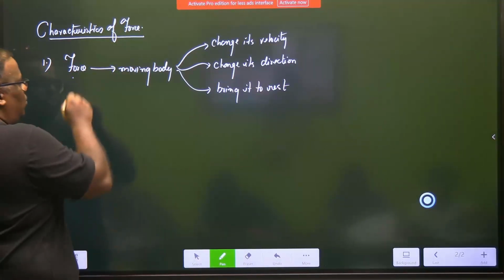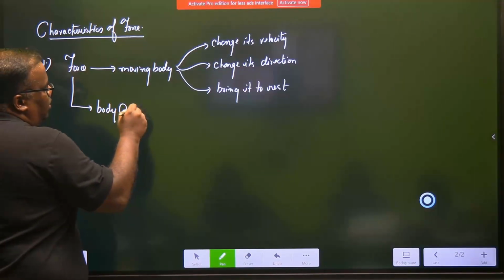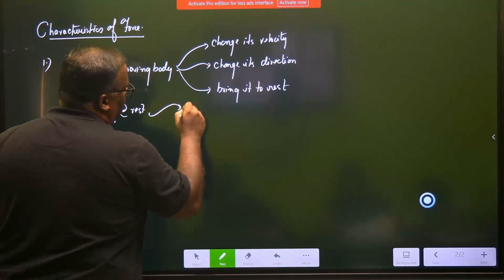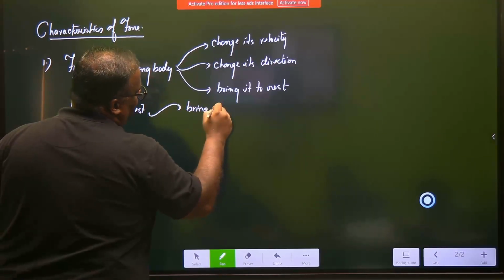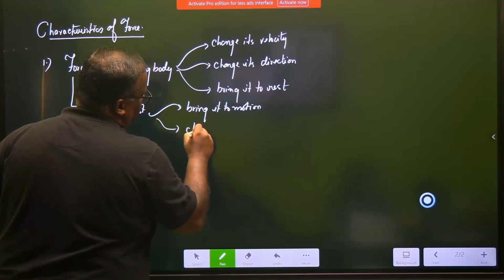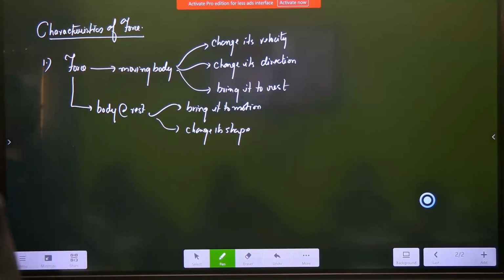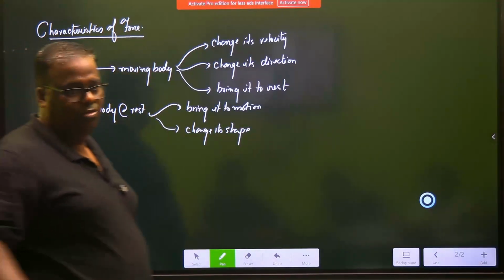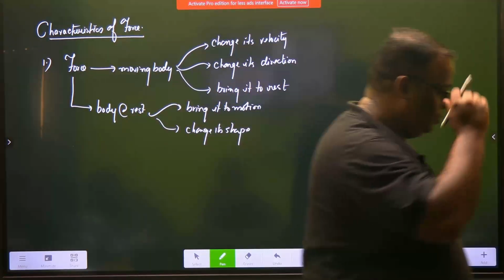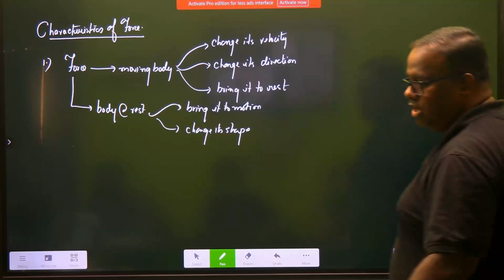The same force, when applied to a body at rest, what can I do? I can bring it to motion. Another thing I can do is change its shape. Take atta dough, and the dough is at rest, apply force on it, you can change the shape of the atta dough. These are all grade 8 topics. And you can give examples of each of them. A stationary football, you just kick the football. A moving body can be brought to rest.